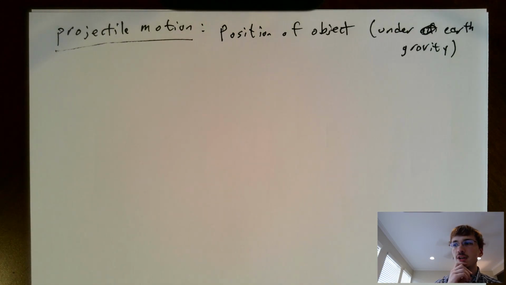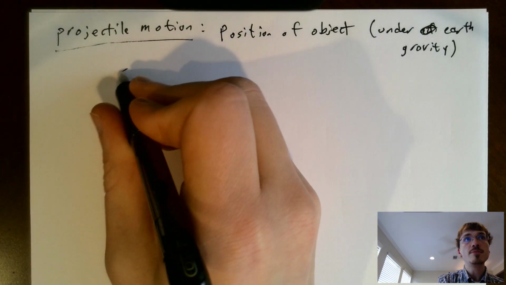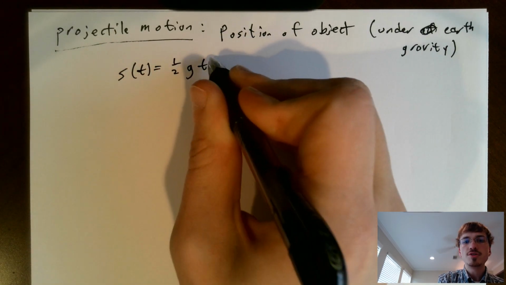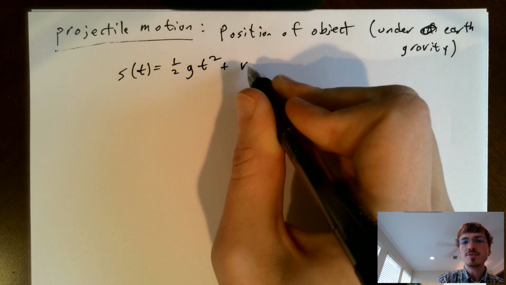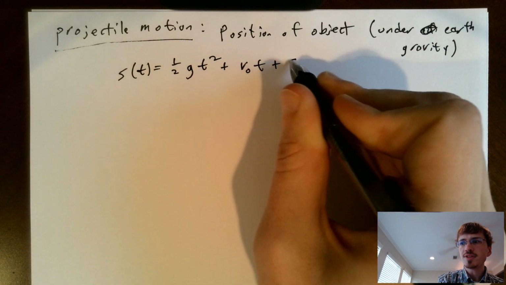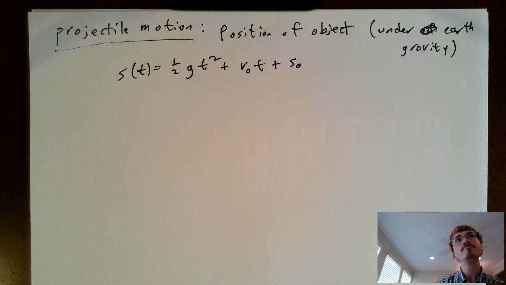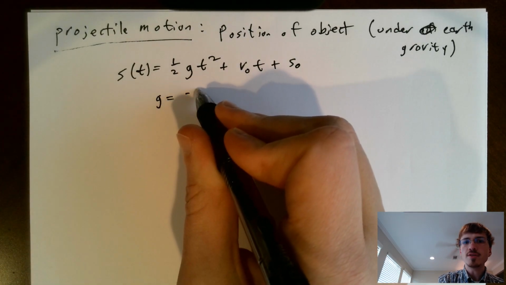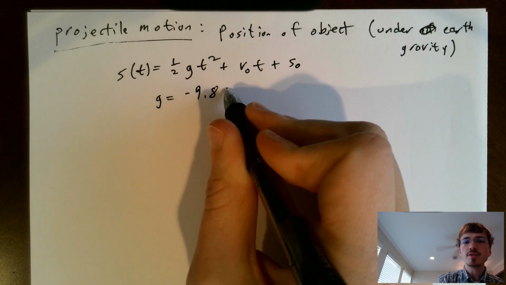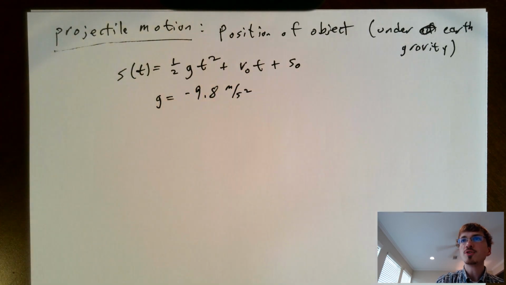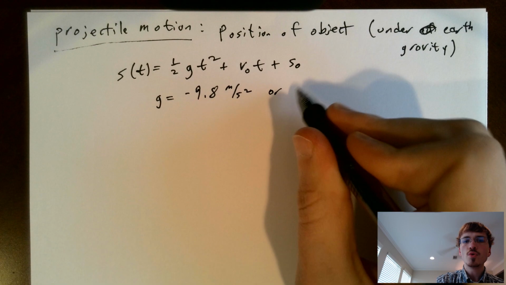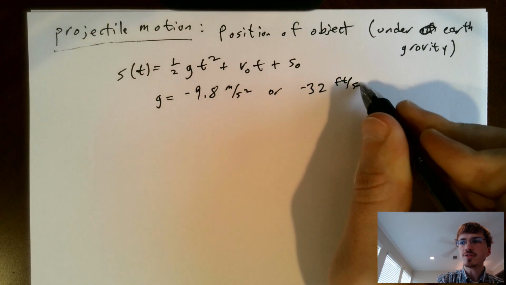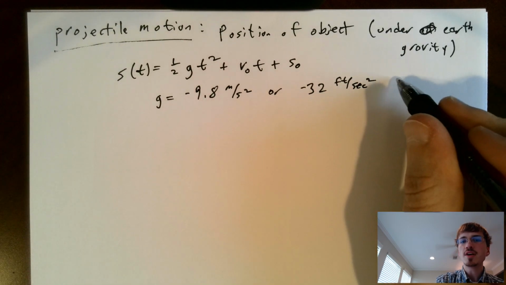And the position function, if you have an object moving only due to Earth's gravity, with no resistance due to wind or any other effects, is going to be given by s of t equals 1/2 g t squared plus v naught t plus s naught, where g is equal to either -9.8, in units of meters per second squared, or -32 feet per second squared, depending on the units.